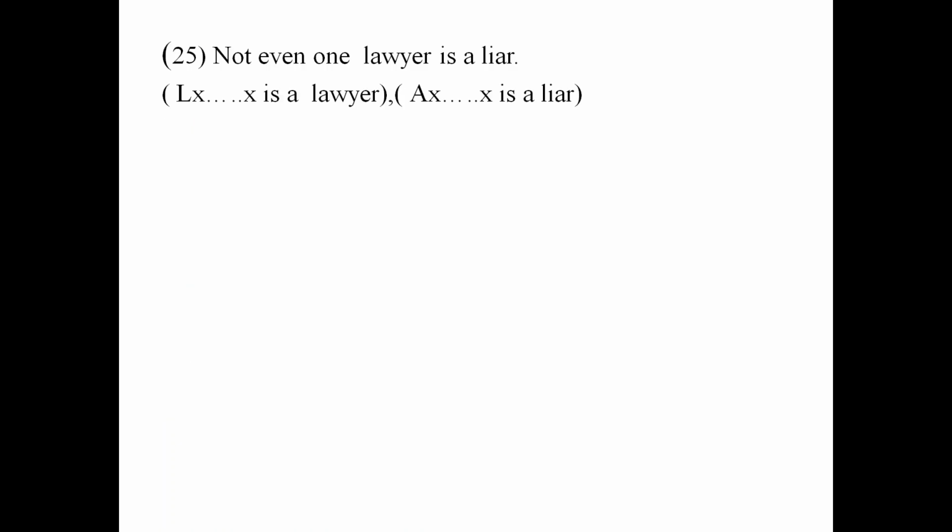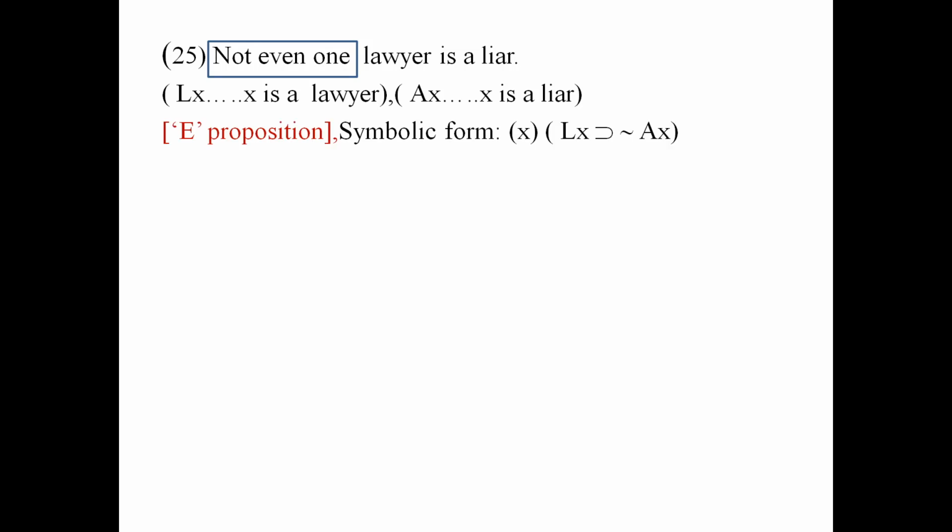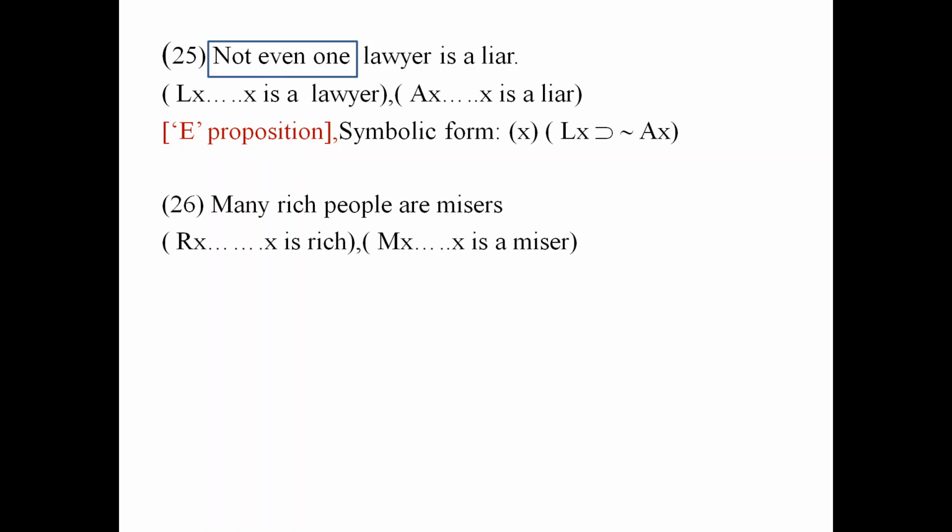Then 25th, not even one lawyer is a liar. Again the words not even one are used with two classes. It's an E proposition, for lawyer and liar you are using two different predicate constants. The symbolic form is universal quantifier phi x horseshoe curl psi x. Instead of phi you will write L, instead of psi you will write A. So the written expression will be universal quantifier Lx horseshoe curl Ax. It's read as given any x in the class, if x is a lawyer, then x is not a liar.